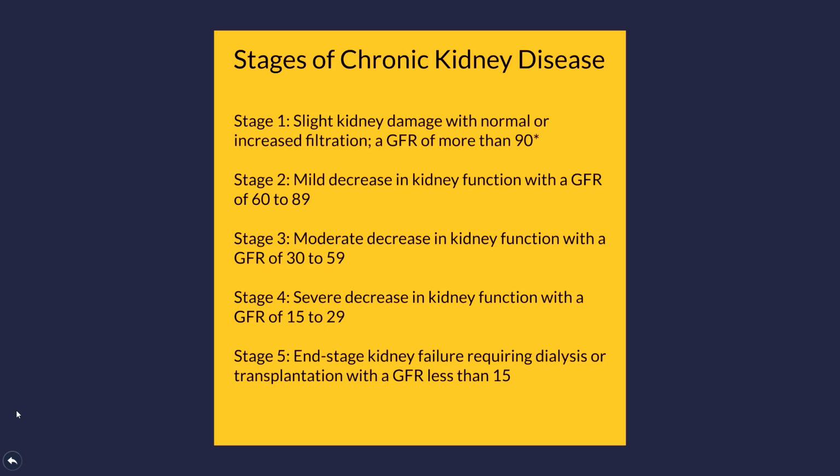And chronic kidney disease is measured in stages, looking at that GFR, or glomerular filtration rate. Again, we want that to be greater than 90, so that would be stage 1, where you only have slight kidney damage. And then, as you can see from the slide, stages 2, 3, 4, and 5 gradually have a GFR of less and less. And that's how we stage how severe that chronic kidney disease may be.